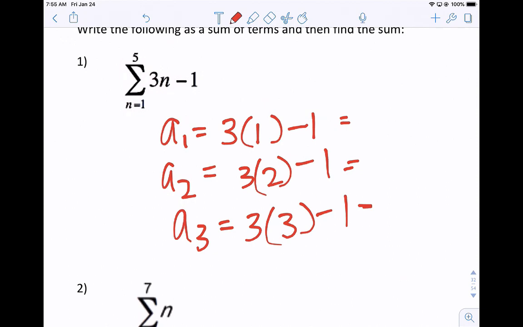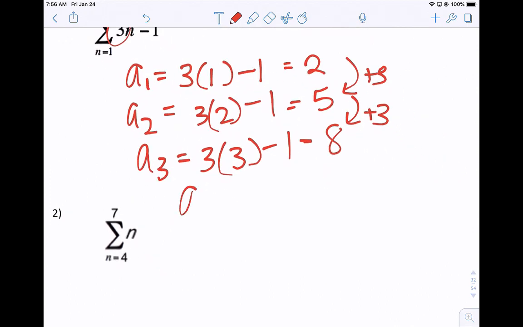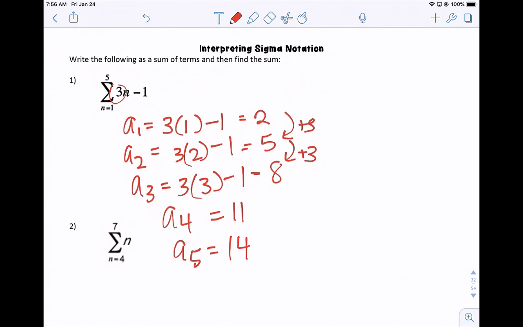And if we do this, 3 minus 1 is 2, 6 minus 1 is 5, 9 minus 1 is 8. You can see, and you should know that, hey, we're just adding 3 every time because the slope is 3 right there. So to figure out a sub 4, I can just add 3. So that would be 11, and a sub 5 would be 14. So we're just adding 3 every time.